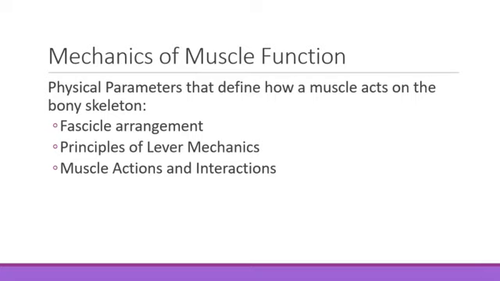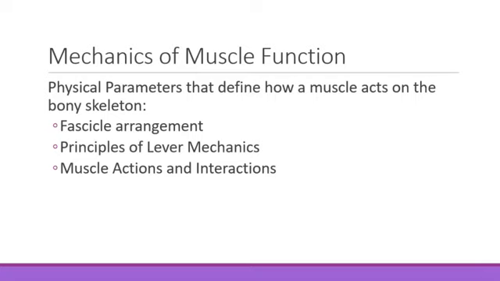Now, skeletal muscles attach to the bony skeleton, and contraction of these muscles does result in body movement. So there are a number of physical parameters that define how a muscle acts on the bony skeleton. For example, we have arrangement of fascicles. We know that fascicles are bundles of muscle fibers aligned in different patterns. Now, the arrangement of these fascicles influences muscle movement as well as force of the muscle.